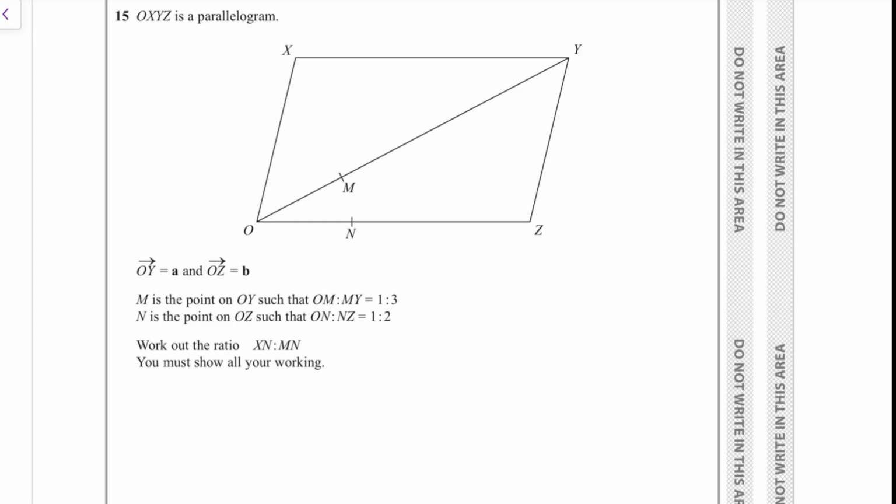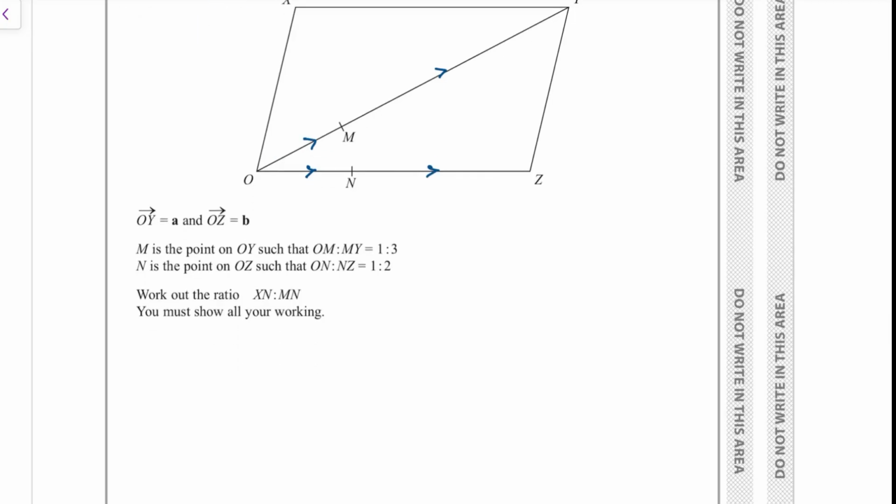Question 15. Vectors, yay. O to Y is A. Now, one of the things that I always do is I always put arrows on, because it's very easy to lose a lot of marks by getting your arrows the wrong way. I also note it's a parallelogram, which means I know that OX is equal to ZY, etc., all going in the same direction. Read what it wants me to do before I jump in.